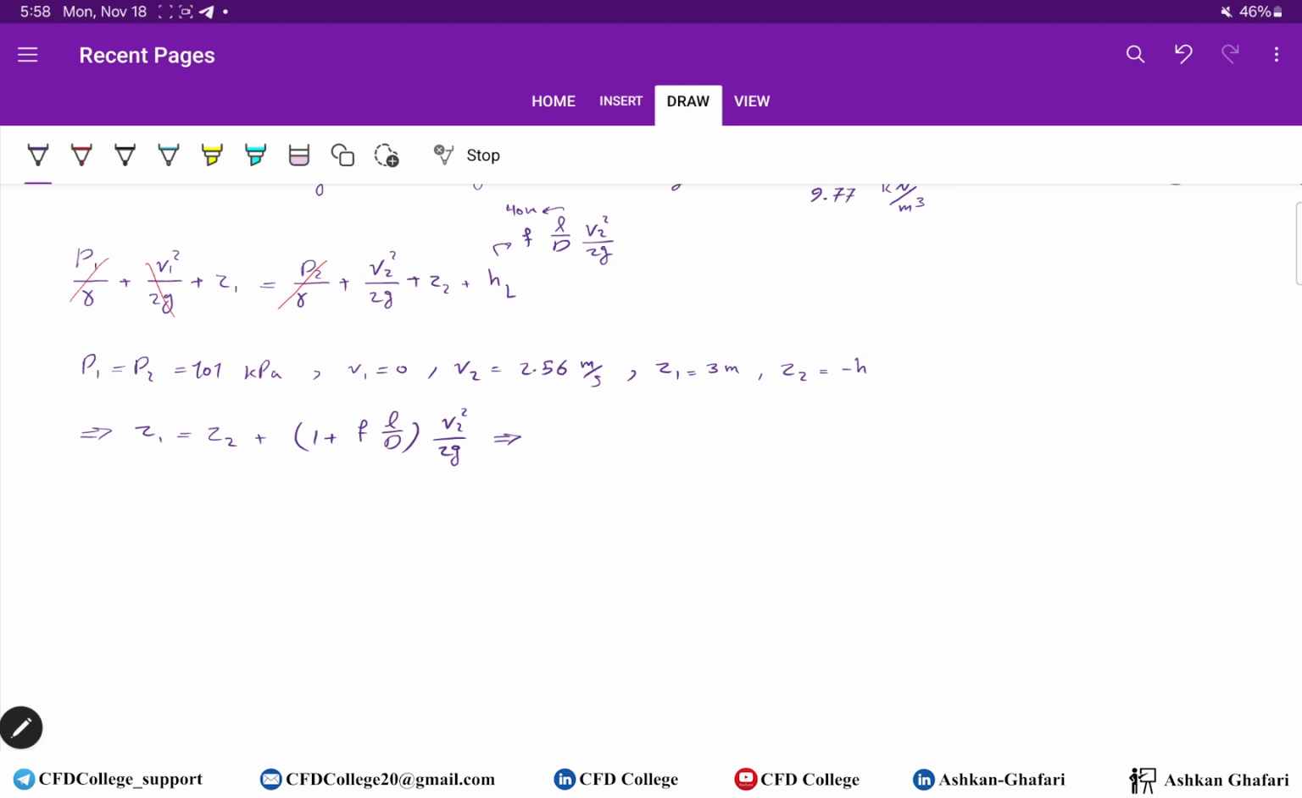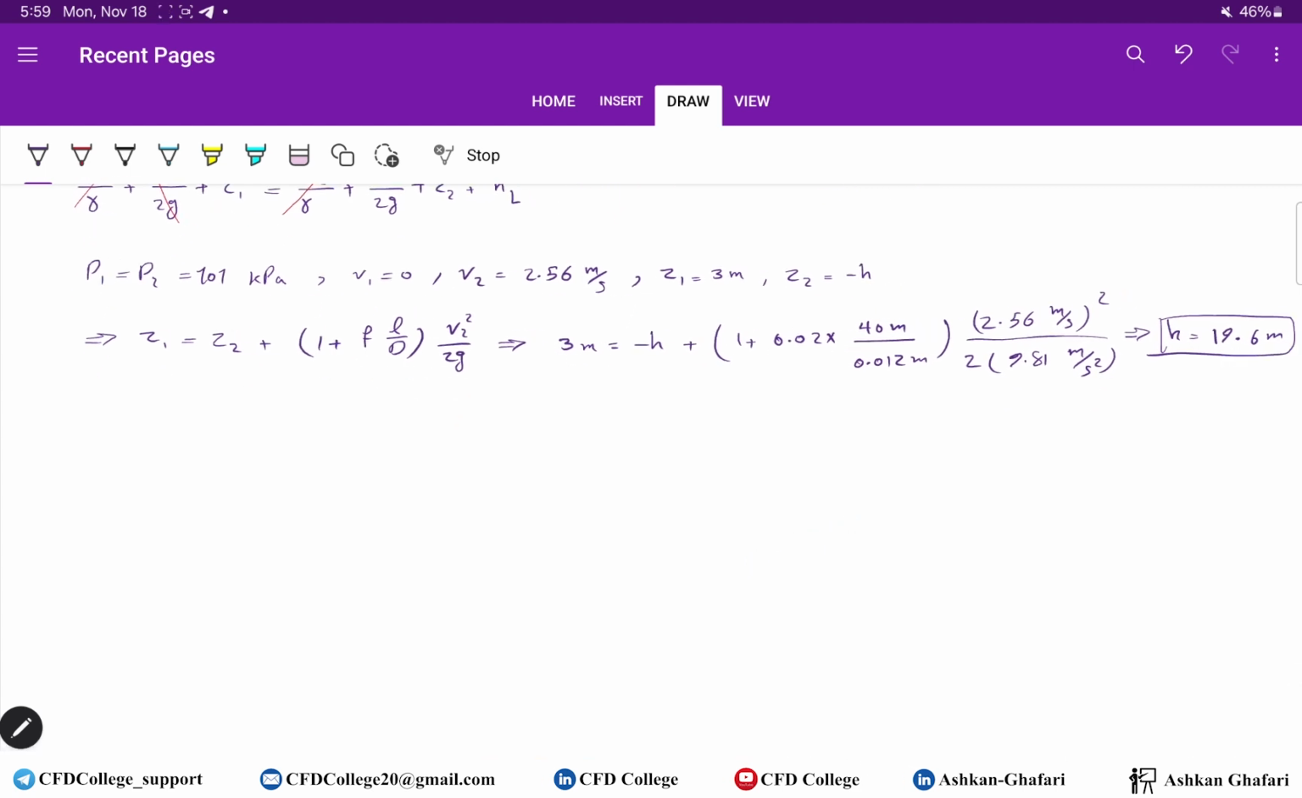So 3 meters equals minus H plus 1 plus 0.02 times L, which is 40 meters, diameter is 0.012 meters, V is 2.56 meters per second square, over 2 times G, 9.81 meters per second square. So from this you can find H. The maximum H actually equals 19.6 meters.